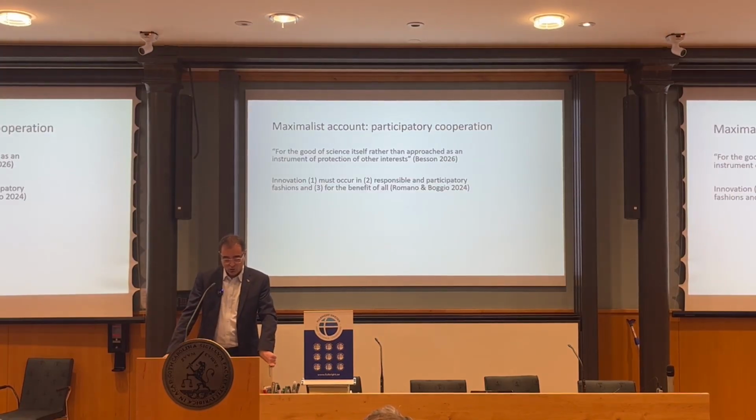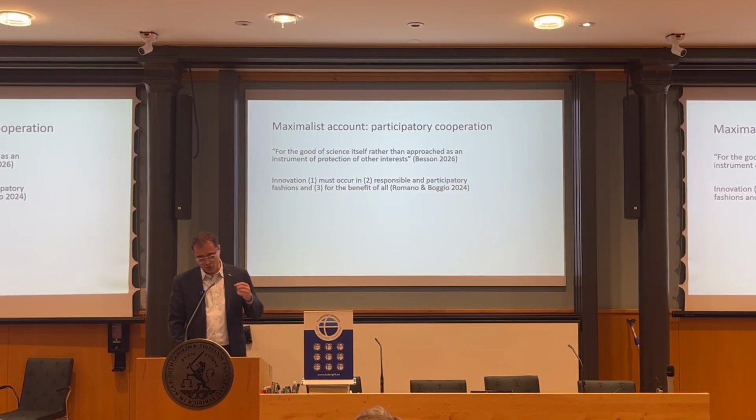And so what is science protected by human rights? If I have to sum up our 900-page book, it would be this sentence. It's innovation that must occur responsibly and participatorily and for the benefit of all. That's what science and human rights really means.